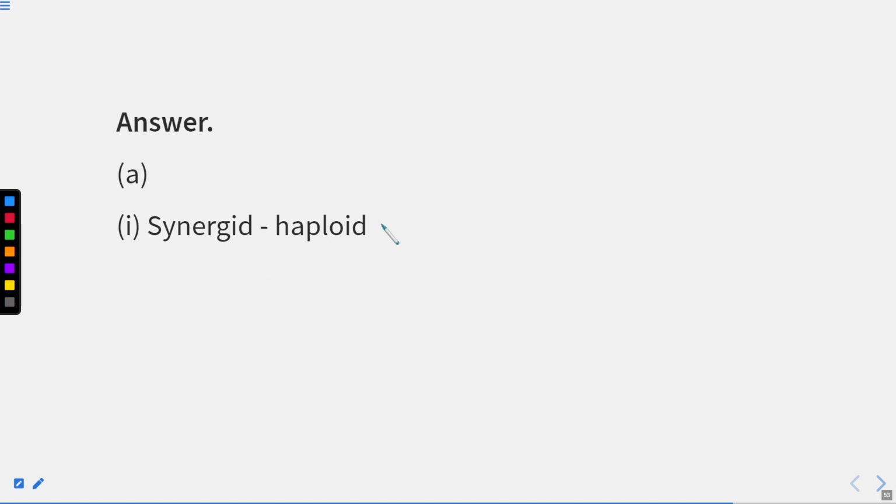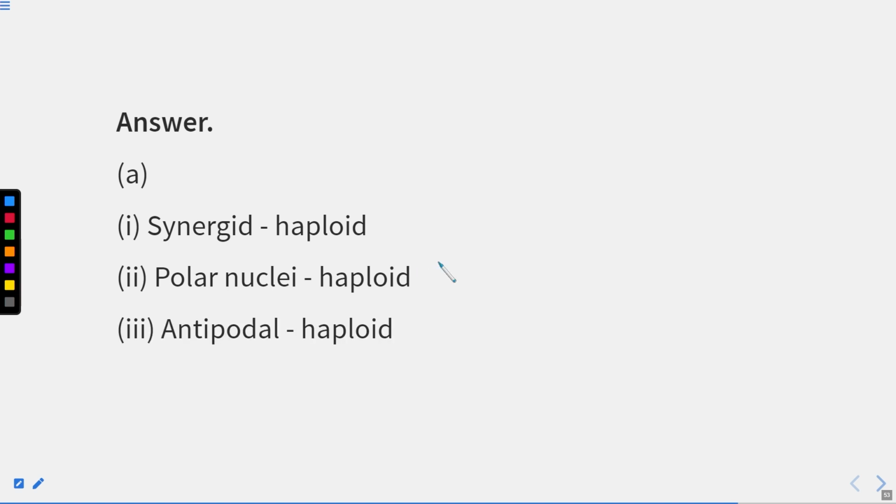Synergid, you already know, is haploid. Polar nuclei are also haploid. Antipodals are also haploid. Then the zygote is diploid because it is formed by the union of the gametes.